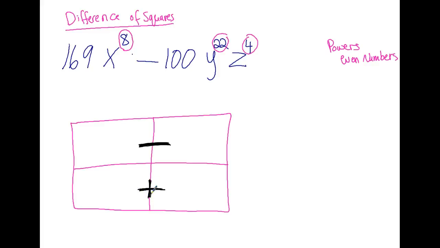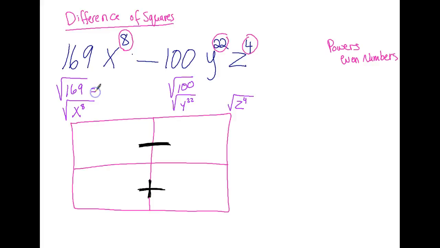Then, since I'm doing difference of squares, I'm going to square root everything. Square root of 169, square root of x to the 8th, then I will square root 100, then square root y to the power 22, then square root z to the 4th. I will square root everything.